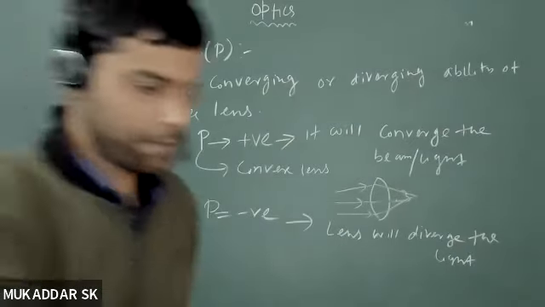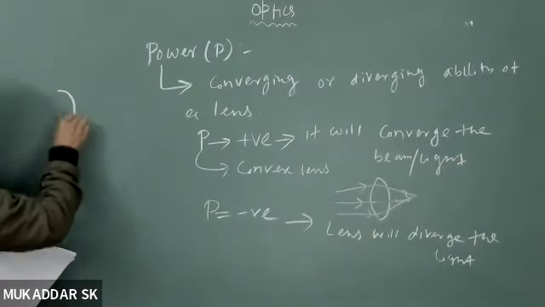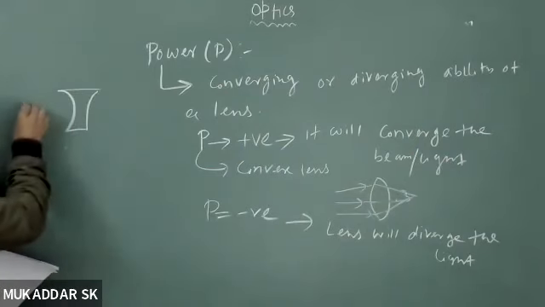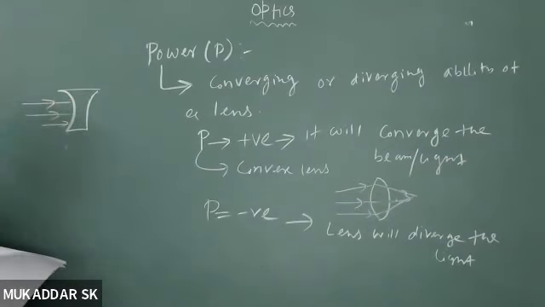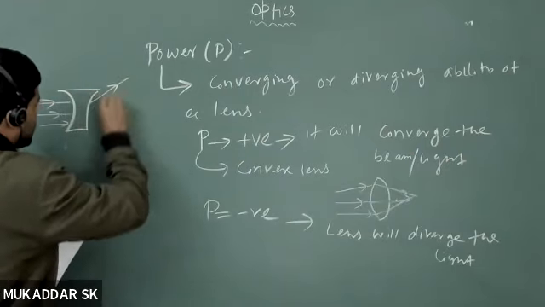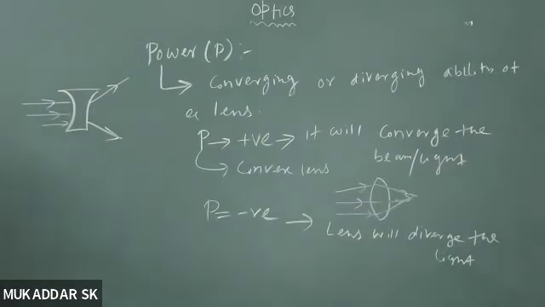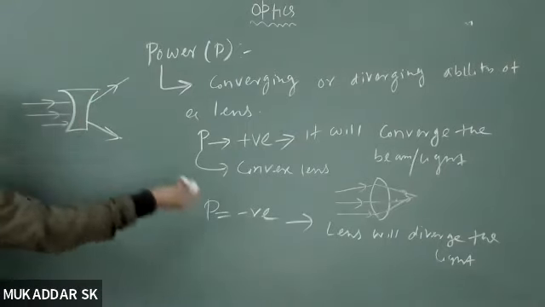For example, suppose you have a concave lens. Now, if suppose a parallel beam is striking here, then what will happen? That refracted beam will basically diverge. It will not converge. Okay. So for a concave lens, when it is kept in air, this lens will have negative power.